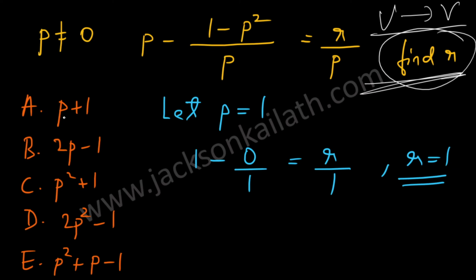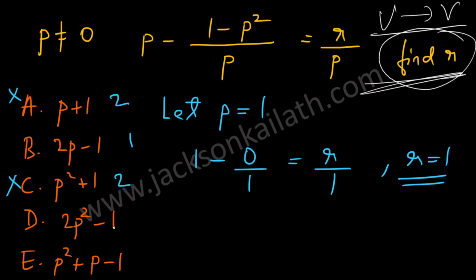So let's substitute. If we put p is equal to 1 over here, we get 1 plus 1, which is 2. But over here r is 1. So we are able to eliminate this. This is definitely not correct. Now 2p minus 1 is 2 into 1 minus 1, which is 1. So let's hold it. Remember, we are not selecting the correct one. We are eliminating the wrong options. Now in option C, we get p square plus 1, which is 1 plus 1, which is 2. Again, 2 is not equal to 1. So we can eliminate option C.